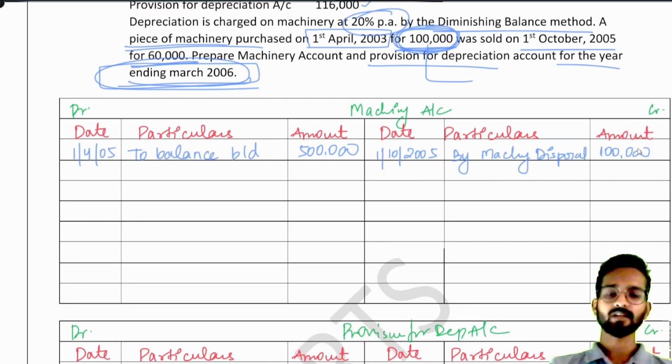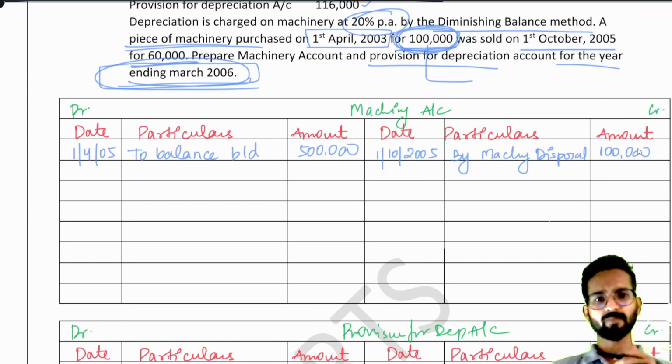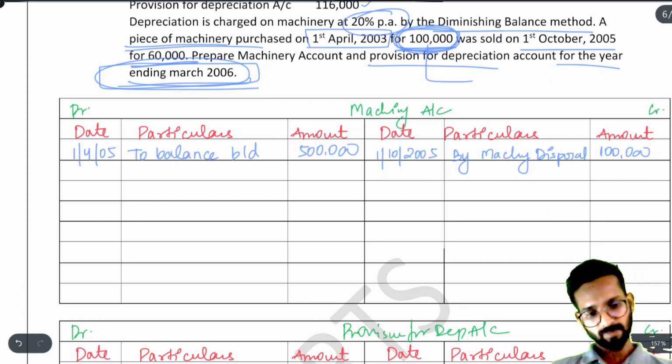Understood what they are saying? Out of the 5 lakh in the machinery account, 1 lakh rupees was the original cost. That you transfer to machinery disposal, and whatever entries you have to pass, provision for depreciation, gain on sale, loss on sale, bank money received, you do all of that in your provision for depreciation account. Do not write anything in the machinery account. We want it crystal clear. So by machinery disposal account, 1 lakh we are transferring.